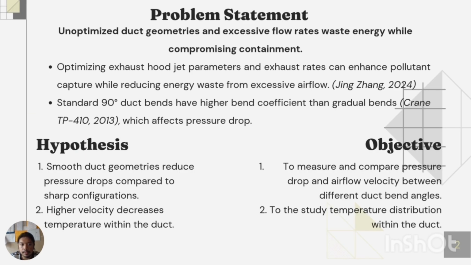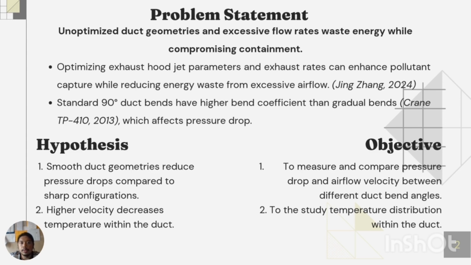Moving on to the problem statement. Despite the importance of exhaust systems, there are two critical gaps that persist. First is the lack of data on how bend angles directly impact pressure losses, especially for the 90 to 45 degree ducts, based on a study in 2013. Unoptimized duct geometries and excessive flow rates waste energy while compromising containment.